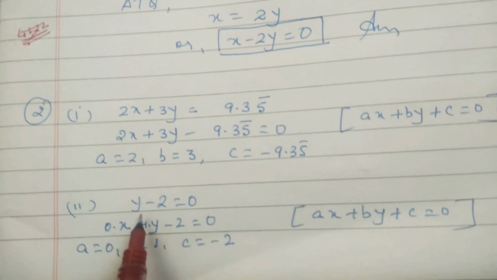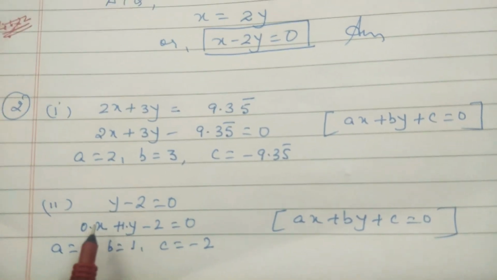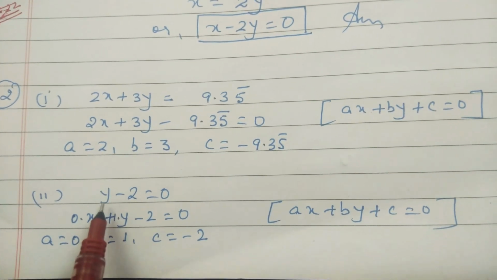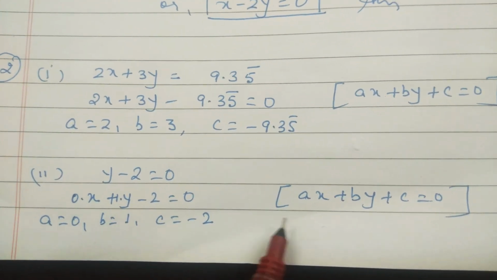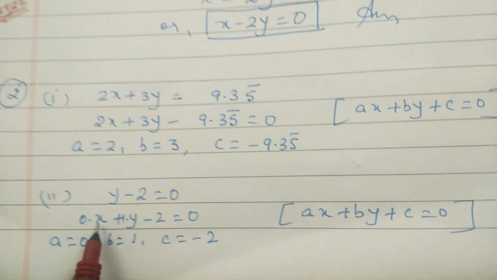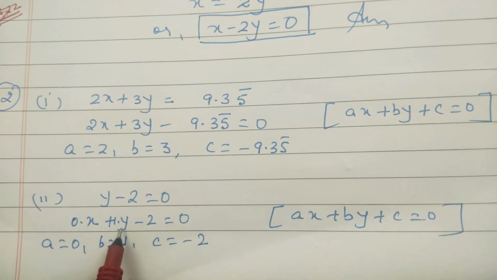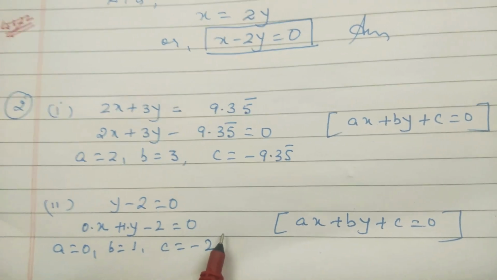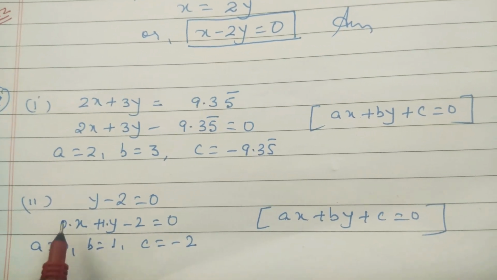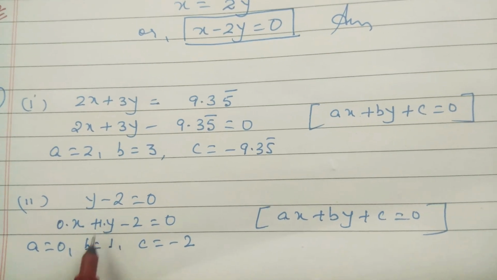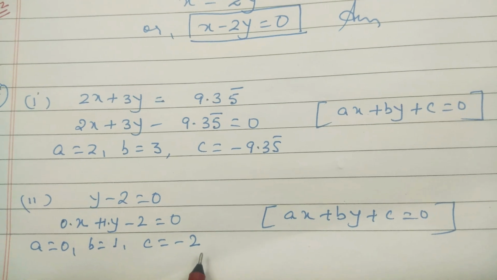Here it is given that y minus 2 equals 0. It means x is not given here, so the coefficient of x is 0. So we will write it in the standard form as 0 into x plus 1 into y minus 2 equals 0, because it is only y. When we compare it with the standard form, we get a equals 0, b equals 1 and c equals minus 2.